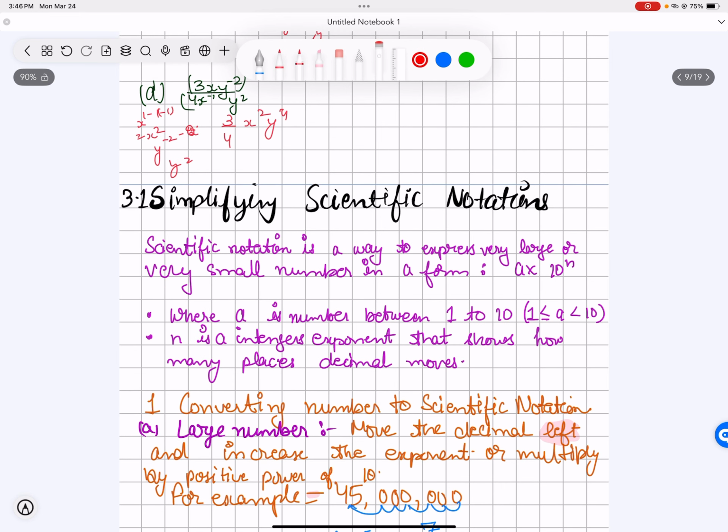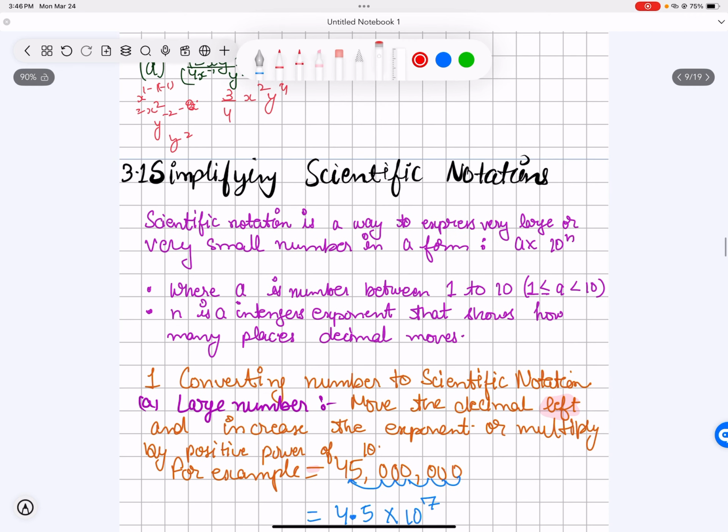In the next part, we're gonna simplify scientific notation. Scientific notation is a way to express very large or very small numbers in a form a times 10 to the power n, where a is a number between 1 and 10, and n is an integer exponent that shows how many places the decimal moves.